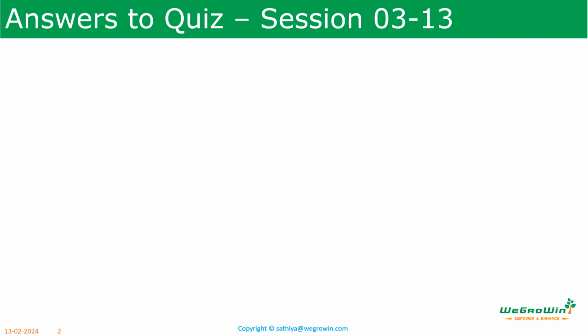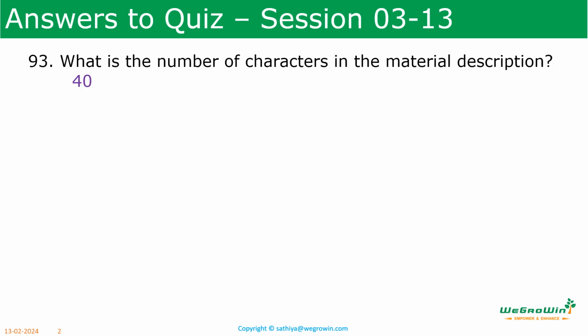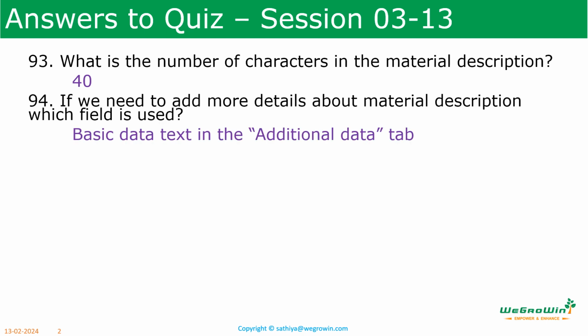Before going into the session, let us see the answers for previous session. So what is the number of characters used in the material description? So number of characters for material description is 40. If we need to add more details about material description, which field is used? So basic data text in the additional data tab can be used to add further description.